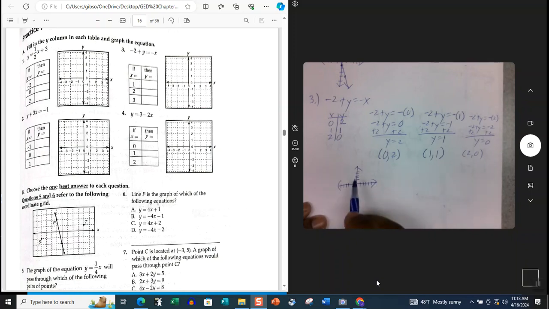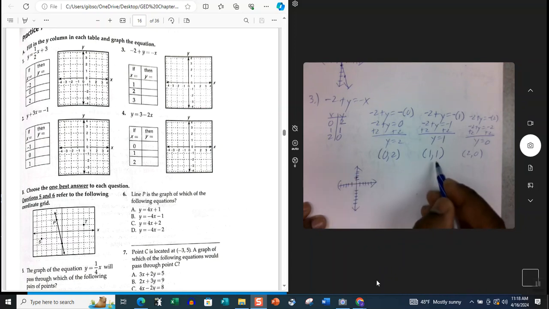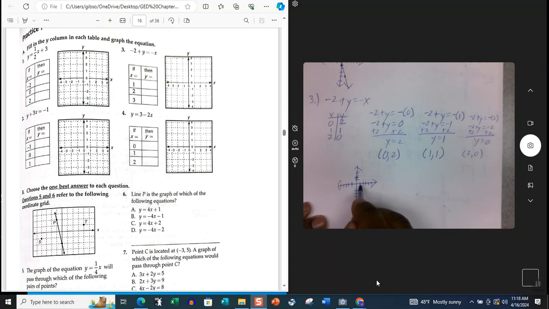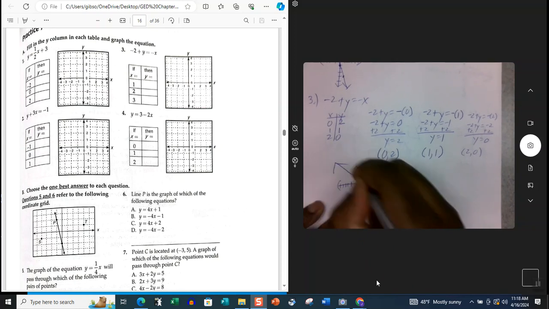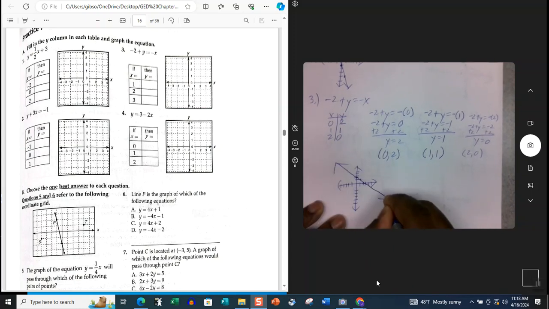All right, so we start at the origin. We had (0, 2), so we'll go up 2. And then we go back to the origin. We'll go 1 to the right, 1 up. And then we'll start at the origin again. We'll go to the right 2 and a 0. So now we'll connect these points. And that is our graph.